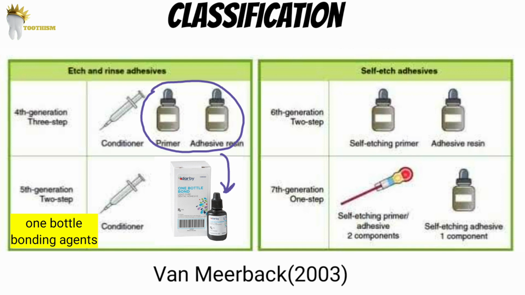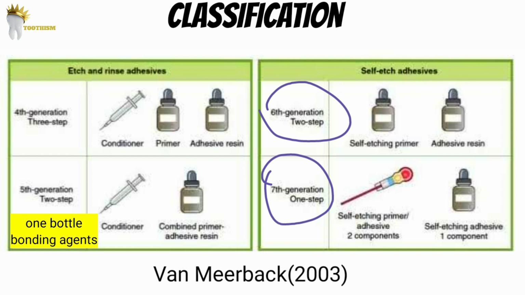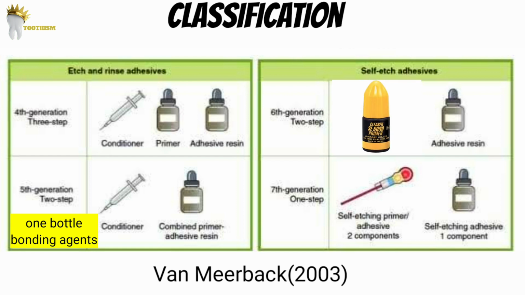The second category is self-etch adhesives. It includes 6th and 7th generation. You can see in the 6th generation there are again 2 steps. This approach does not involve a separate etching step. We are using self-etching primer here. It conditions and primes the tooth at the same time.